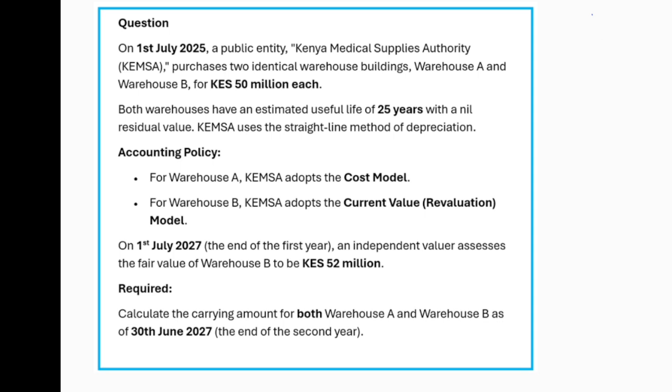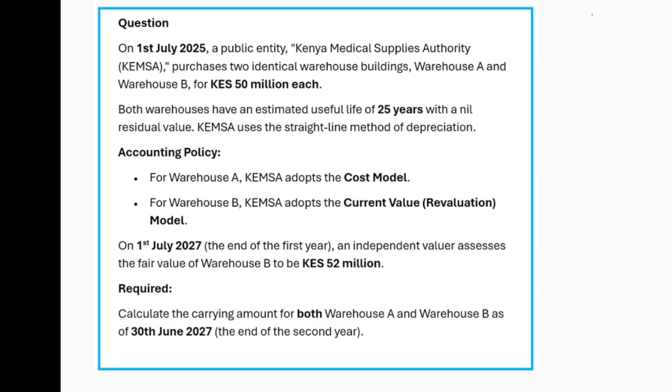So, on 1st July 2025, a public entity, Kenya Medical Supplies Authority, KEMSA, purchases two identical warehouse buildings, warehouse A and warehouse B. So we'll concentrate on warehouse A. Both warehouses have the same estimated useful life and the same value, 50 million and 25 years respectively. And they use the straight line method.